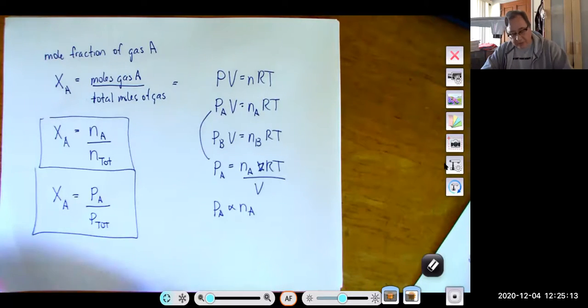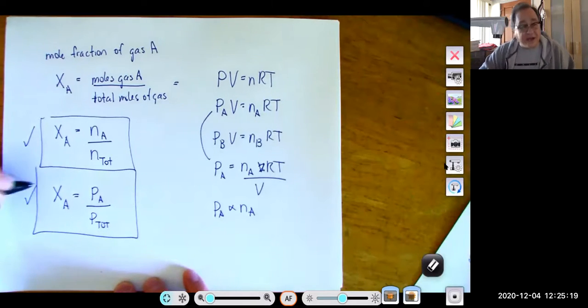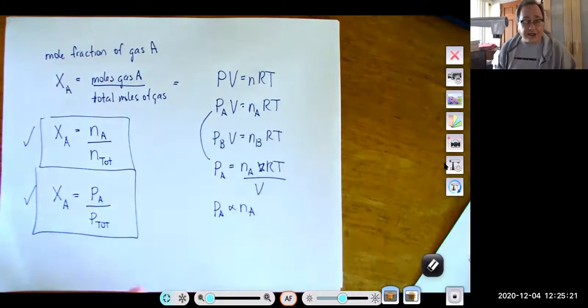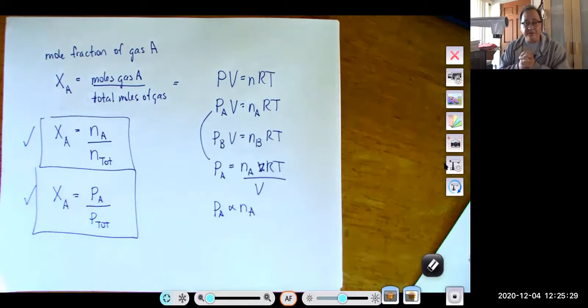So you should probably know both of these. This is the real definition for what's called the mole fraction, but this is another way to calculate it. You can calculate the mole fraction without actually knowing the moles. If you have the partial pressures and the total pressure, you can still calculate the mole fraction. Okay, are you guys okay with that?